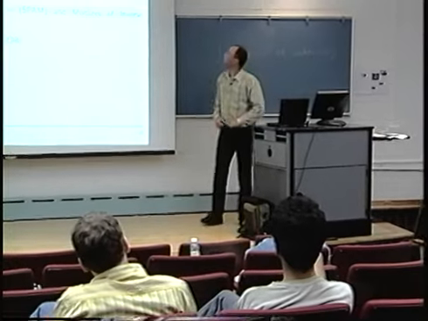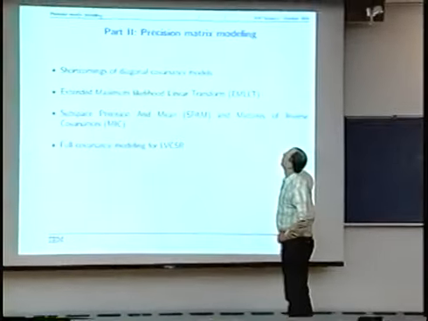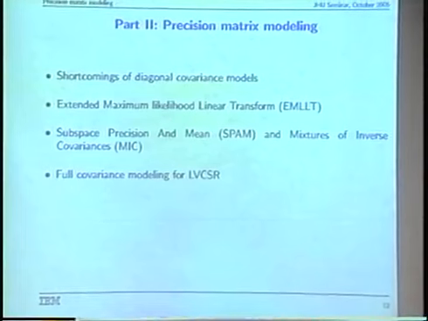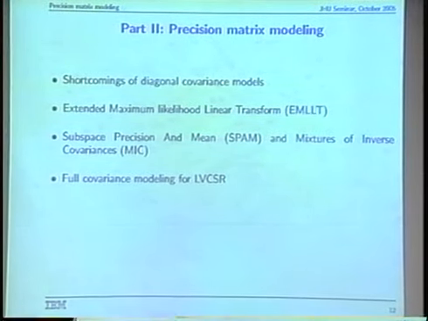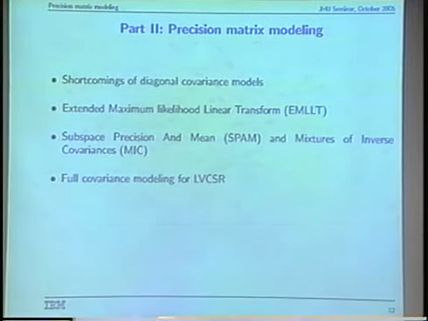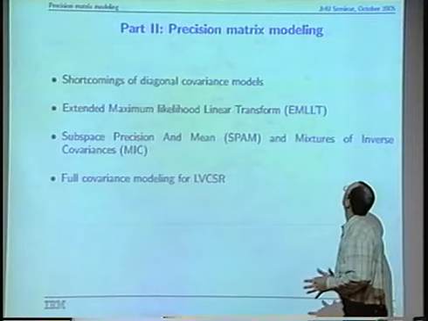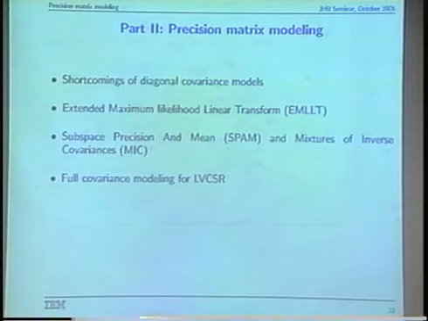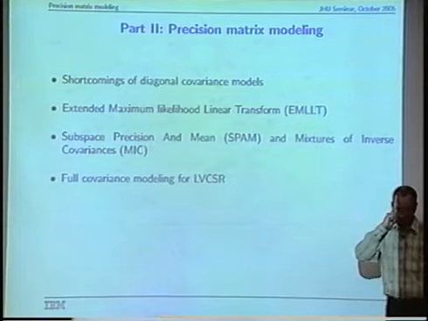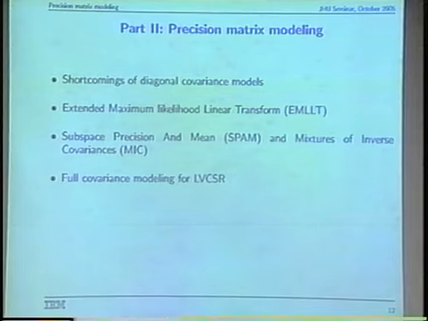Okay, so next I'm going to move to the second part, which is about precision matrix modeling. Again, precision is an inverse covariance matrix, just to make sure we're on the same level with the terms. First I'm going to show some geometric interpretations of some problems with currently used diagonal covariance models. And then I'm going to talk about two ideas that were developed at IBM, which try to cope with these shortcomings.